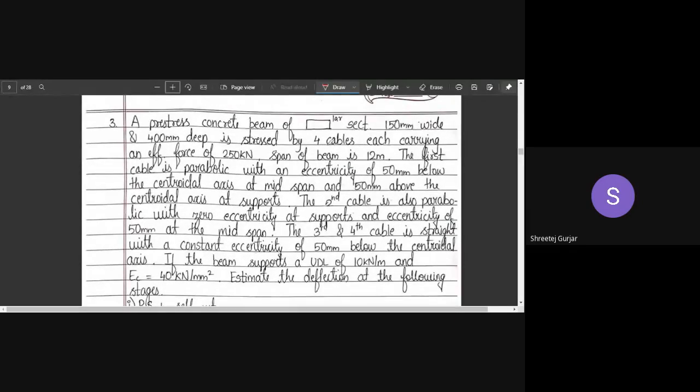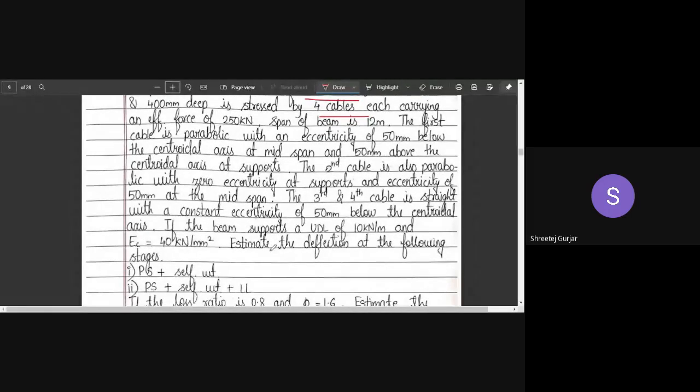So we have 4 cables, okay? We have a rectangular cross section and then we have 4 cables. They have given us the profiles of each of the cables, so we'll try to draw. Okay, so this is a longitudinal section. So how is the first cable?